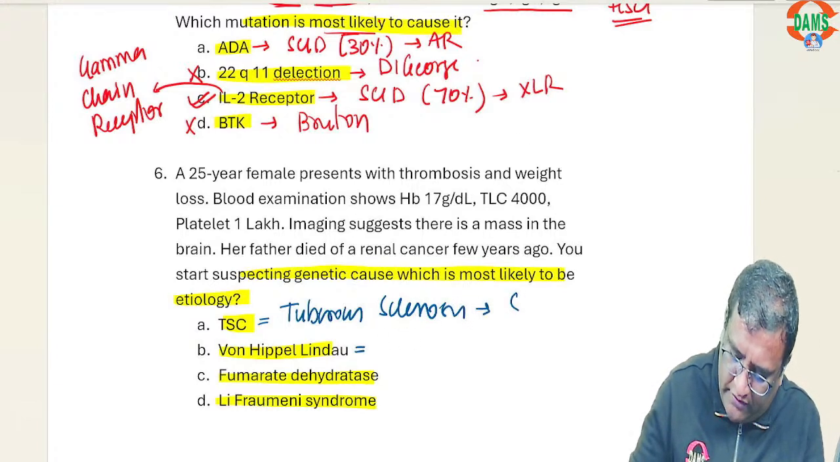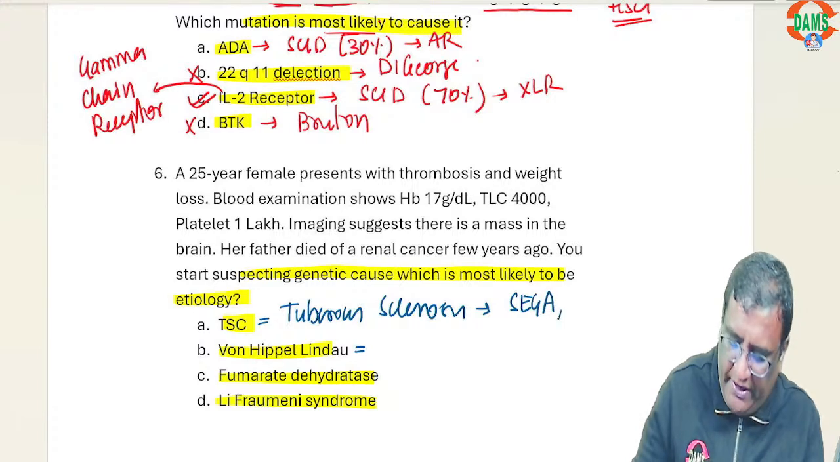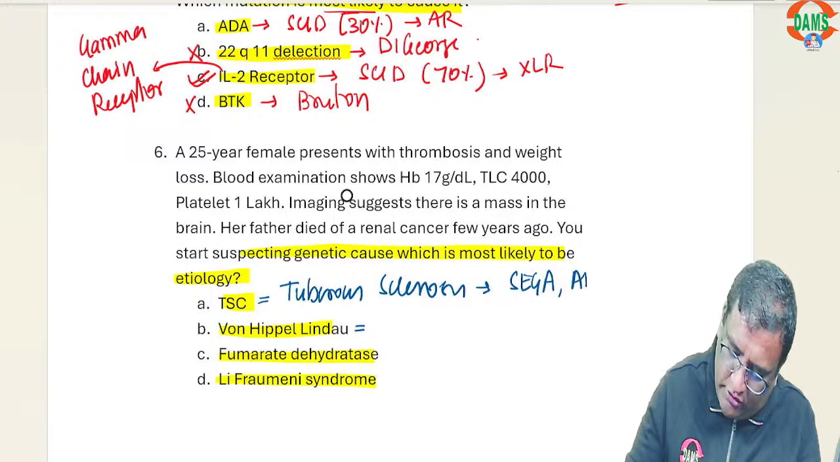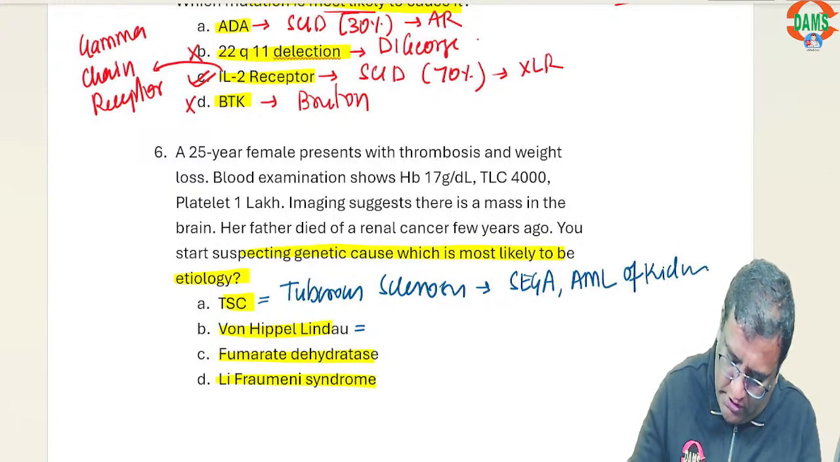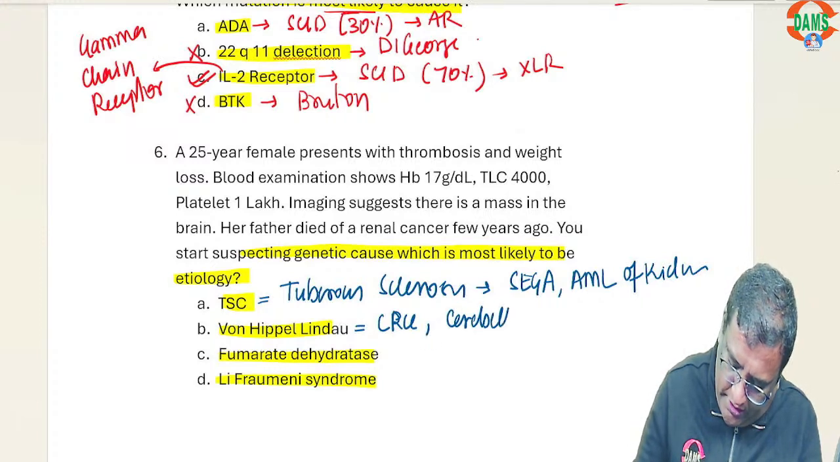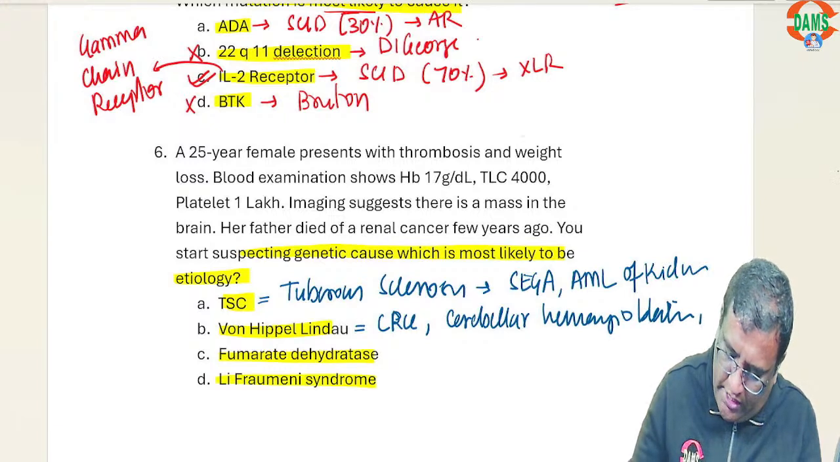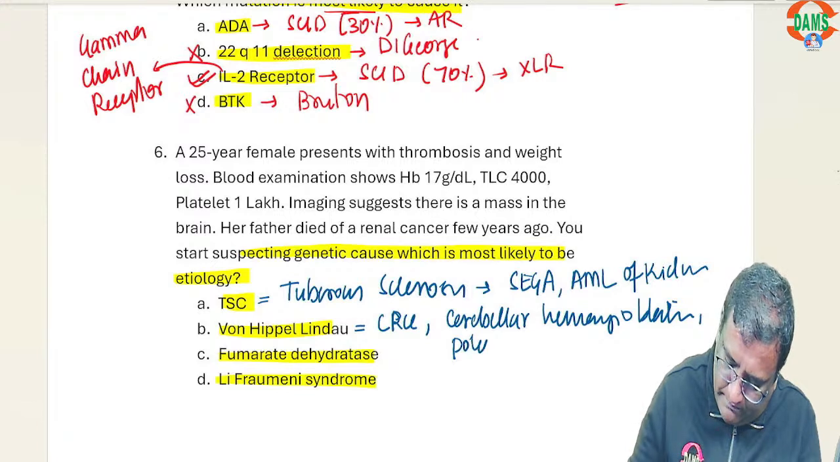Tuberous sclerosis will have SEGA. What is SEGA? Subependymal giant cell astrocytoma. Cortical tubers will be there. Angiomyolipomas, AML of the kidney, will be there, right? Von Hippel-Lindau will have CRCC, cerebellar hemangioblastomas, and polycythemia.